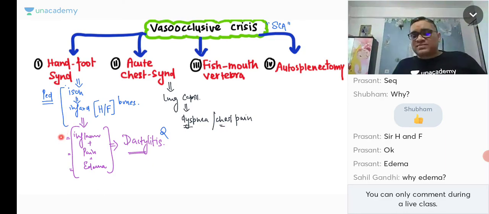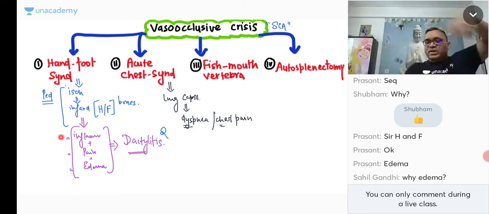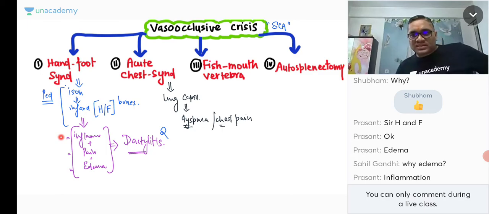Edema because of the vascular damage in blood vessel. Whenever there is an inflammation, what will happen? Endothelial gap will be increased. All the fluid will be moving outside. So there will be edema. That is part of sign of inflammation. You remember that vascular event of acute inflammation. That time I told you, right?